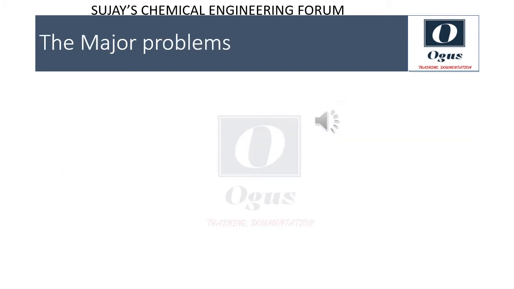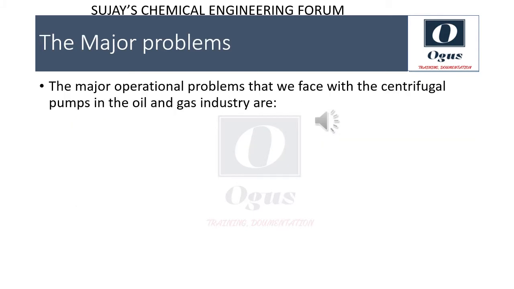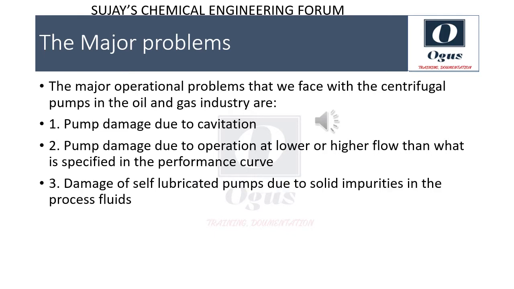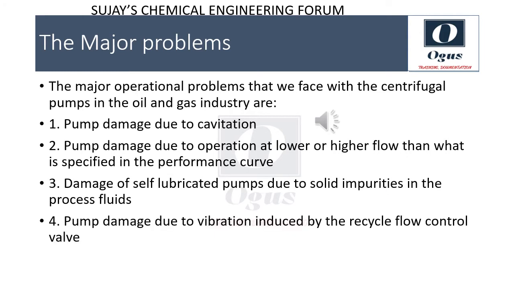The major operational problems that we face with the centrifugal pumps in the oil and gas industry are: 1. Pump damage due to cavitation. 2. Pump damage due to operation at lower or higher flow than what is specified in the performance curve. 3. Damage of self-lubricated pumps due to solid impurities in the process fluids. 4. Pump damage due to vibration induced by the recycle flow control valve. We will explain all these problems in detail.